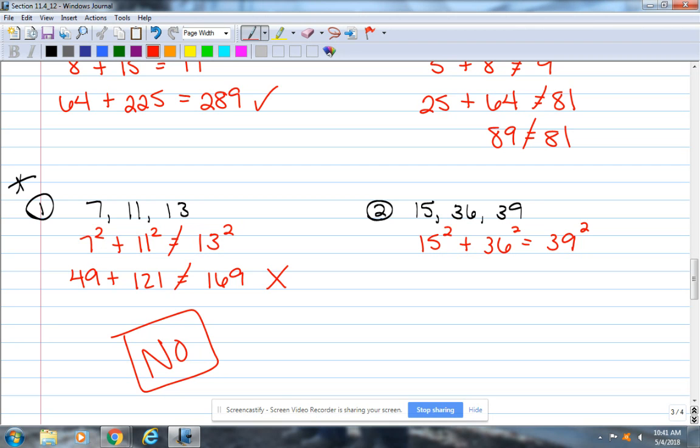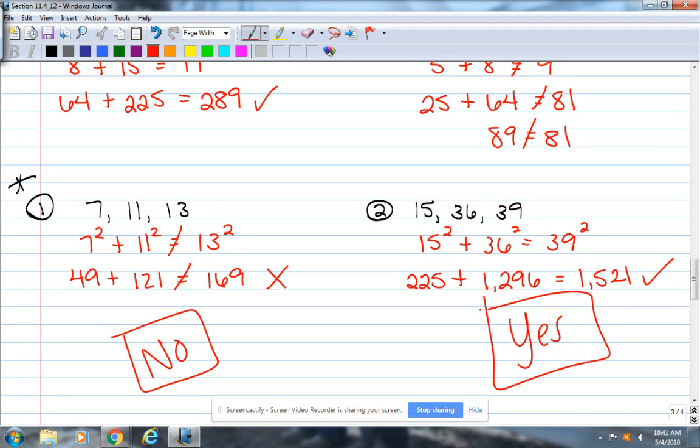All right. So help me with the next one. What's 15 squared, y'all? 225. Why did I write that 5 up like an exponent? Plus, what's 36 squared? 1,296. What's 39 squared? 1,521. Is that true? Yes. So raise your hand if you got yes, that one is a right triangle. Any questions about those? All right, so that is the Pythagorean theorem and the Pythagorean converse theorem. Have a good day.